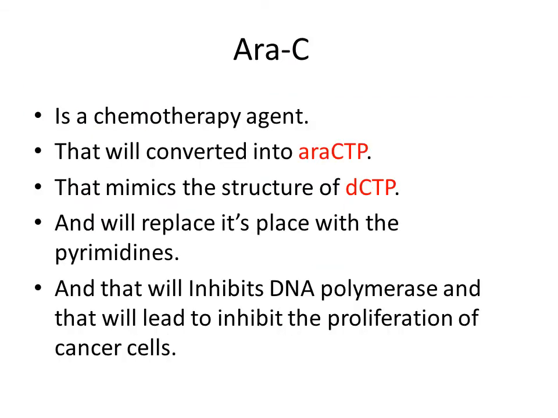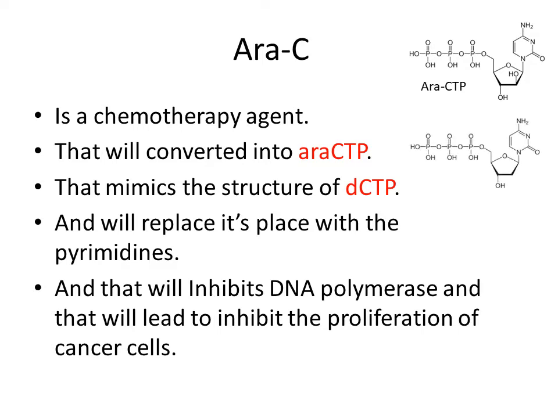The drug we are going to talk about is ara-C, a chemotherapeutic agent, and that will convert into ara-CTP. You can see the structure of ara-CTP, and that mimics the structure of dCTP. You can see the structure of dCTP. In ara-CTP you can see in the ring there are two hydroxyl groups, and in dCTP you can see in the ring there is only one hydroxyl group, and that will take its place with the pyrimidines, and that will inhibit the DNA polymerase and will lead to inhibition of proliferative cancer cells.